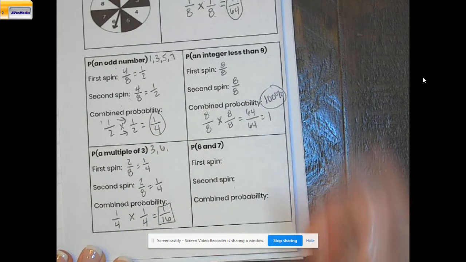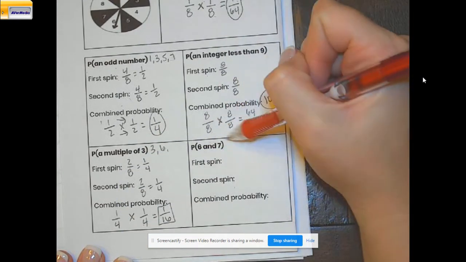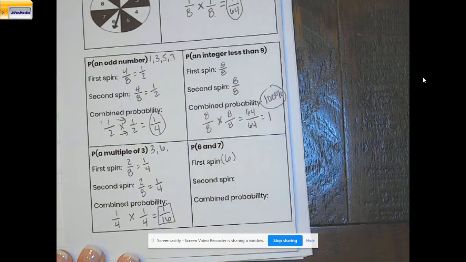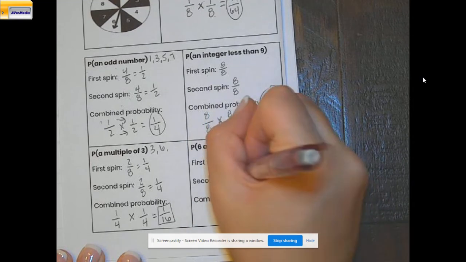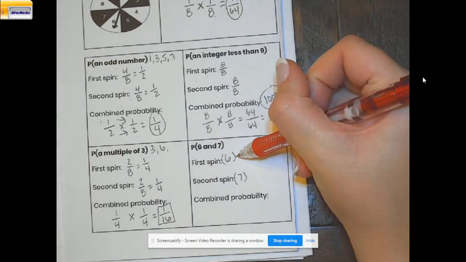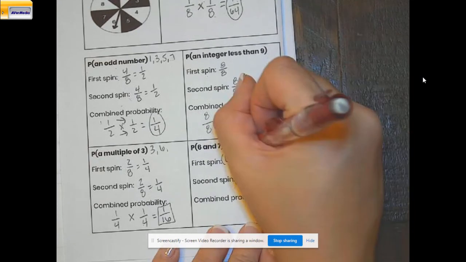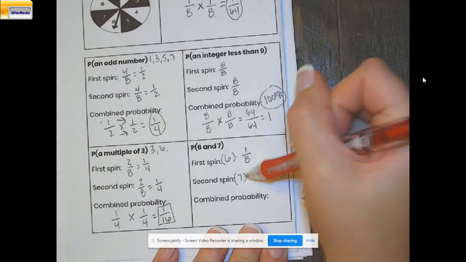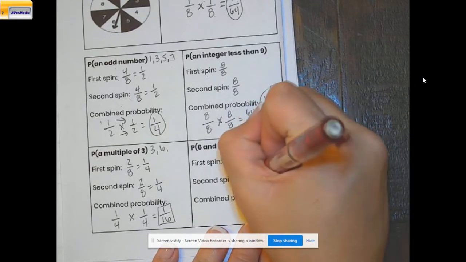Okay, on the last one, I want a 6 and a 7. So on my first spin, we're going to say that I'm hoping for that 6. And on my second spin, I'm going to hope for that 7. So on the first spin, I'm wanting a 6. So that's going to be 1 section out of the 8 sections. On my second spin, I'm wanting a 7, so that's going to be one section out of the 8 sections.